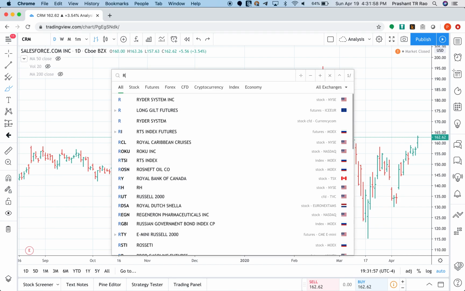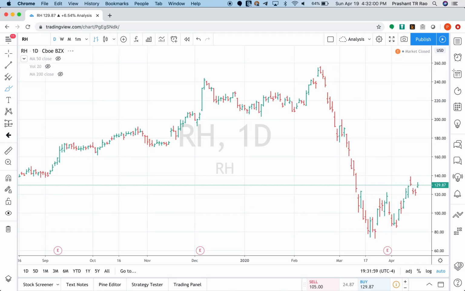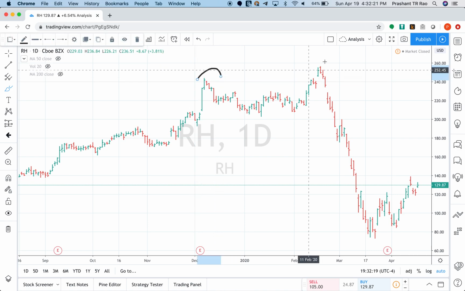Let's look at a double top. This has a double top and a double bottom, so this might be a good chart where we can see a couple more patterns. This is a chart of Restoration Hardware, and here you can see the double top being prominent.